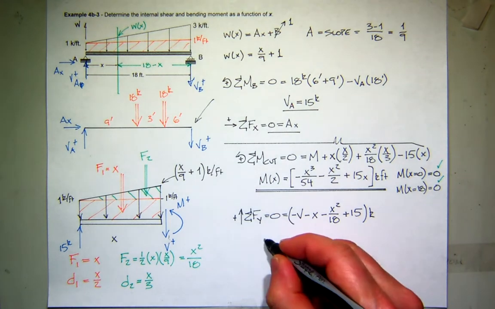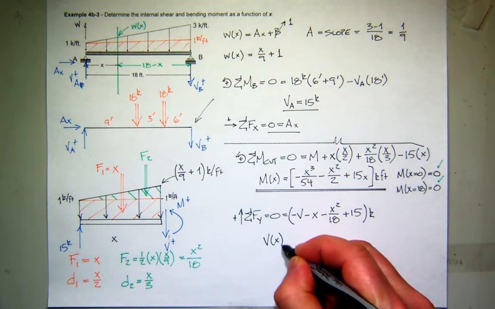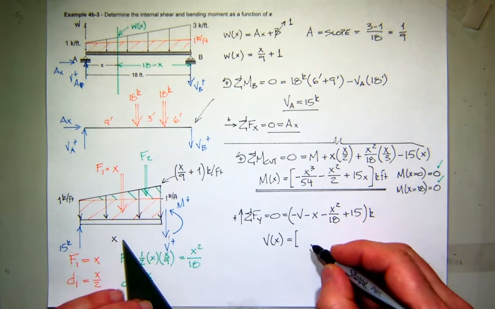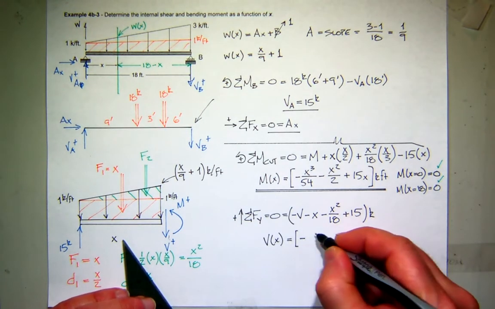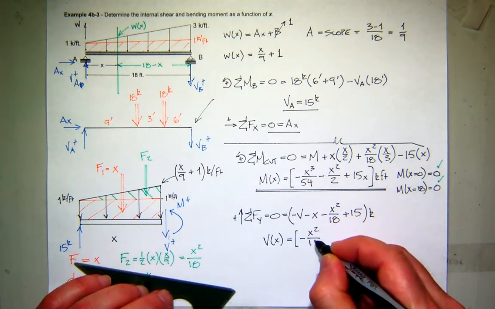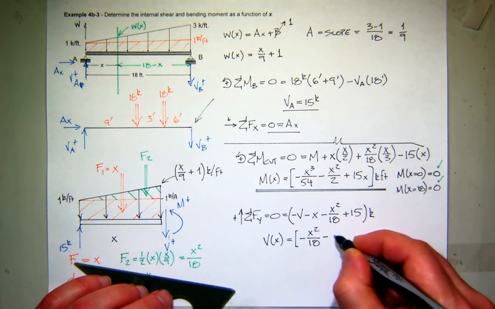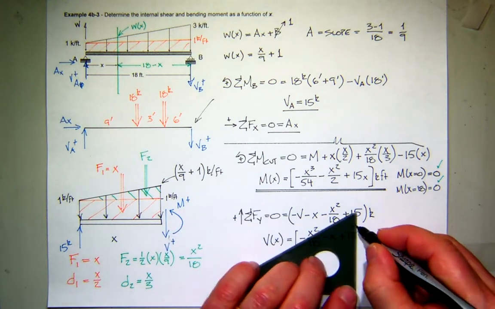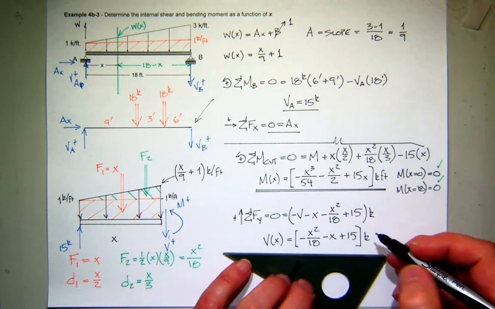kips. So when you solve for shear, you can see it's a function of x. What do I get? I'll put them in higher order first. So I got x squared over 18 minus x plus 15. And that should also be in kips.